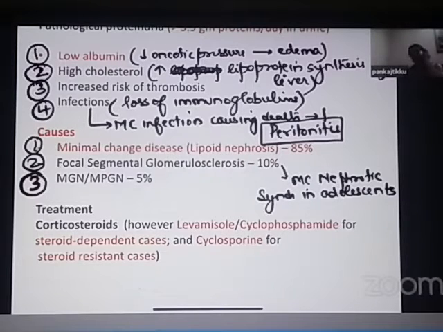Please check Ghai also. I think these have been taken from OP Ghai only. But just check once in OP Ghai also what the drugs of choice are. They have given the drugs of choice for steroid dependent cases and steroid resistant cases, so please cross check them. They have given a number of drugs in the list, but you have to remember the main drug that is used. So levamisole followed by cyclophosphamide and corticosteroids in the order of preference. And in steroid resistant cases, it is cyclosporine.